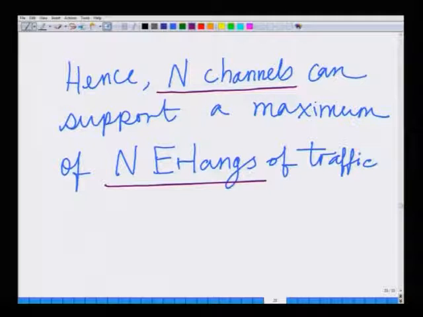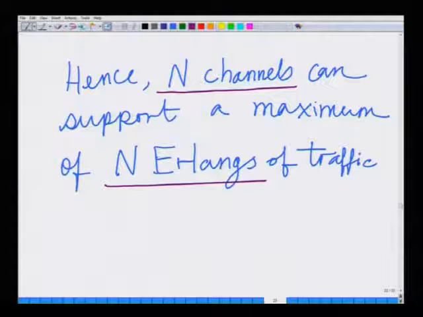We looked at different ways. We looked at how we measure the traffic. Traffic per user is the call rate into the average call duration, and total traffic is the number of users into the average per user traffic, and the maximum supported traffic per channel is 1 Erlang, which means if you have n channels, it is n Erlangs.